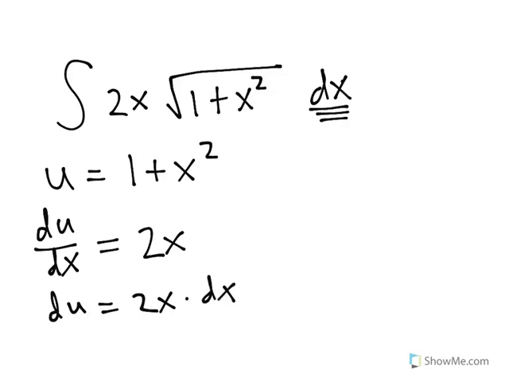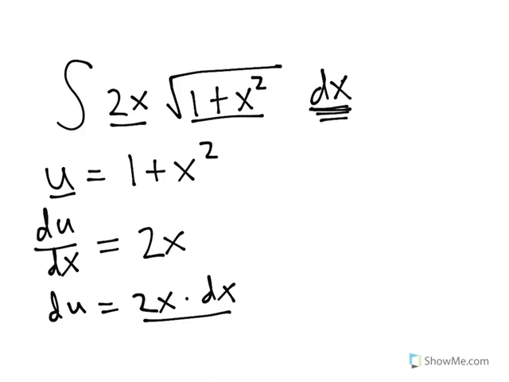Okay. Now notice there are some pieces in these equations that show up in the original integral. In fact, the 1 plus x squared, that's what u was. And then we have a 2x and a dx that show up in there, and those two together, 2x times dx, are equal to du.